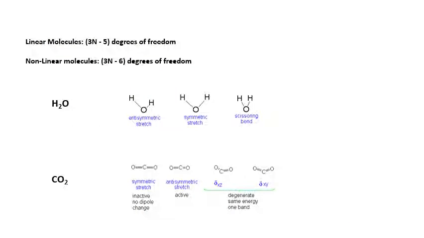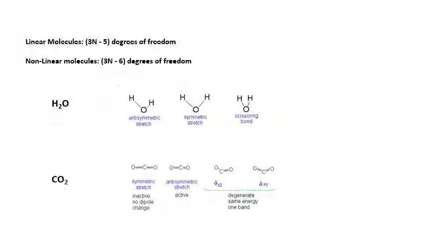Now, how to calculate the vibrational degrees of freedom? There are two formulas. For a linear molecule, it is 3n minus 5, where n is the number of atoms. So 3n minus 5 is the number of vibrational modes. For a non-linear molecule, it is 3n minus 6 degrees of freedom. This is the number of vibrational modes one molecule can have in the case of linear and non-linear.